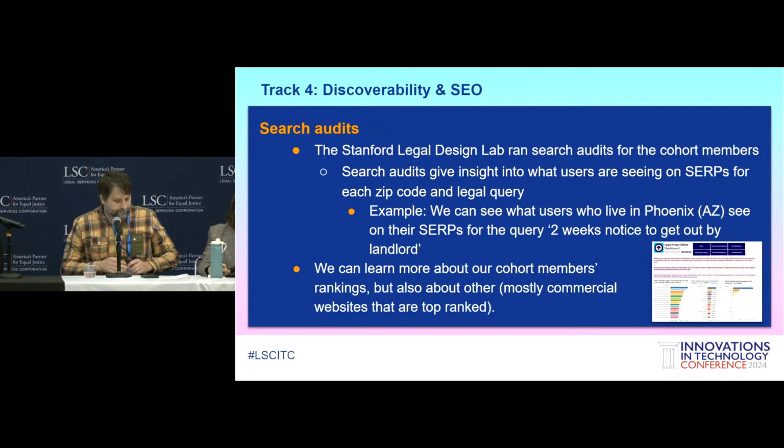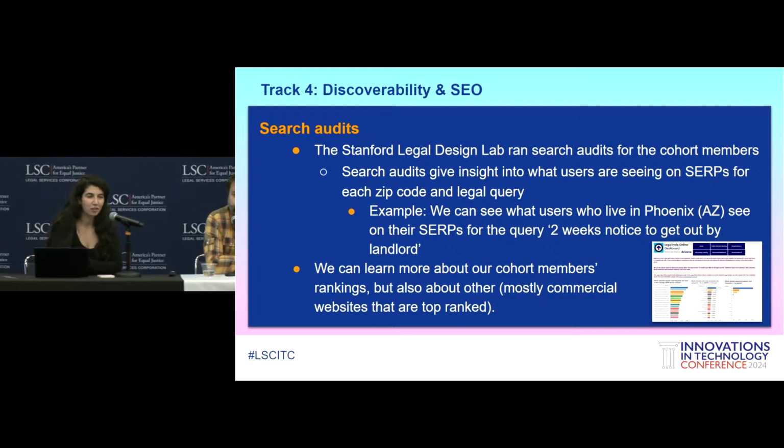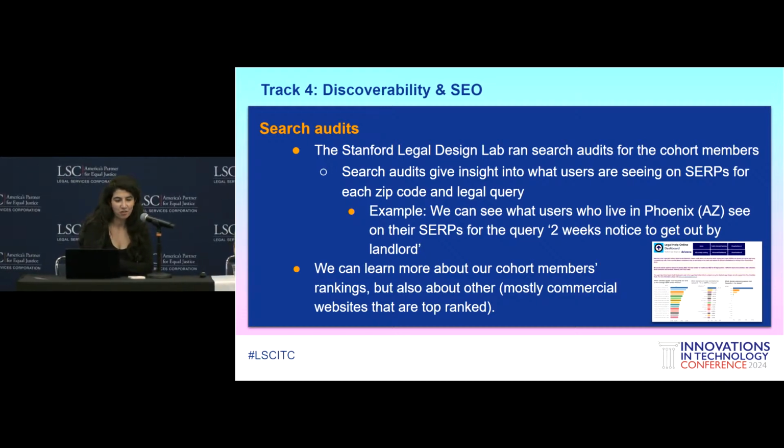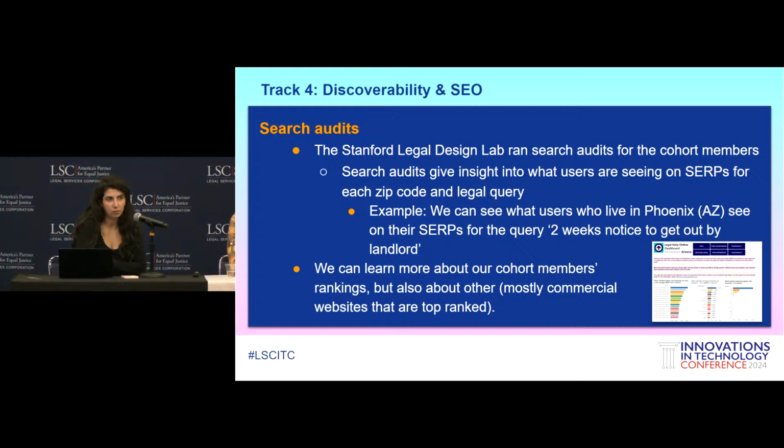And then just a couple of things about the search audits that we're running at the lab. This is probably one of the biggest projects for the cohort. We have a project called the search audits. Search audits basically give you insight into what a user is seeing on the search engine results pages, also called SERP for short, from a specific zip code. So for example, we can see what users who live in Phoenix, Arizona see on their search engine results page for, let's say, the query, 2-week notice to get out by a landlord.